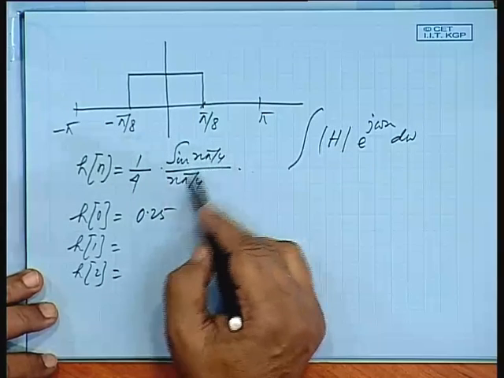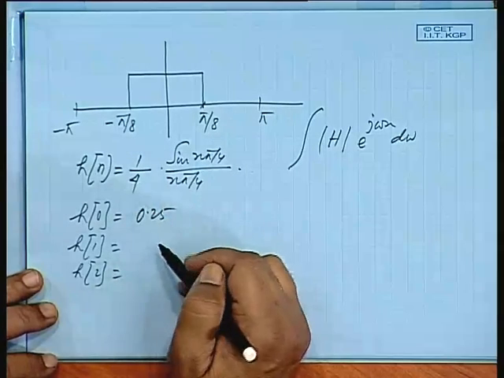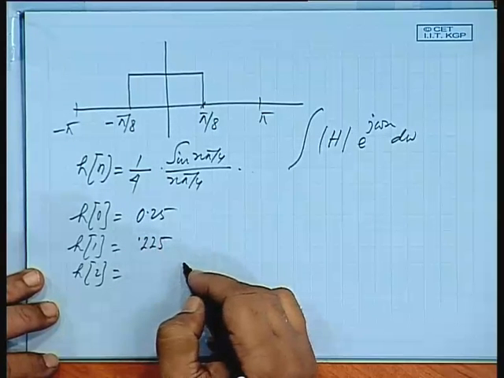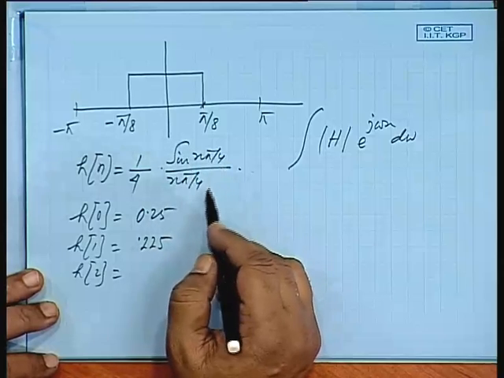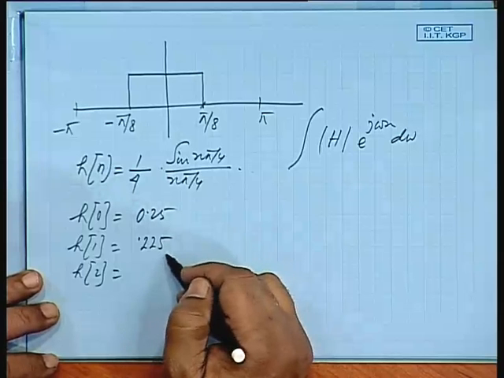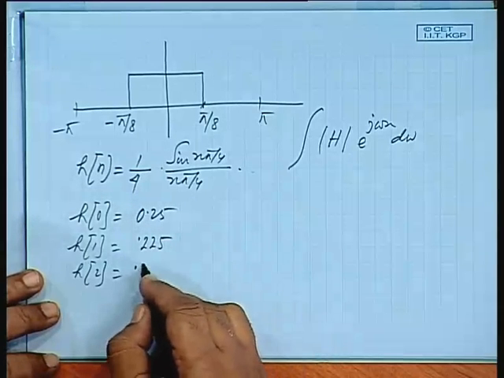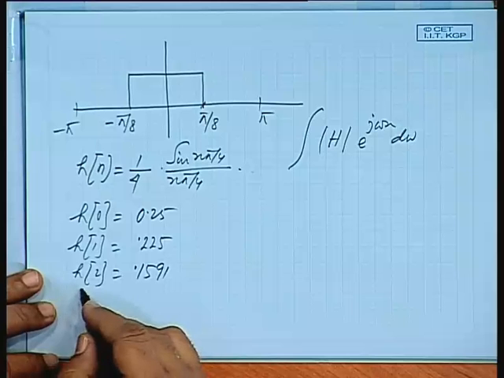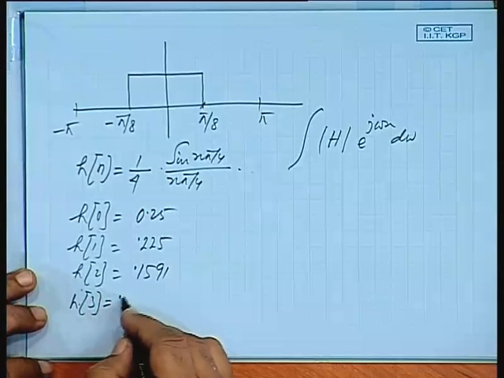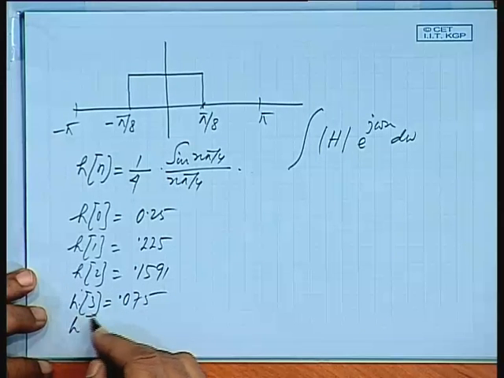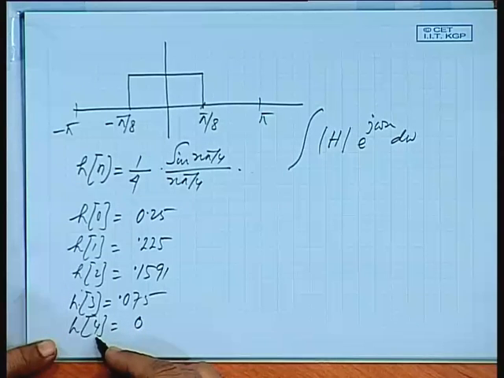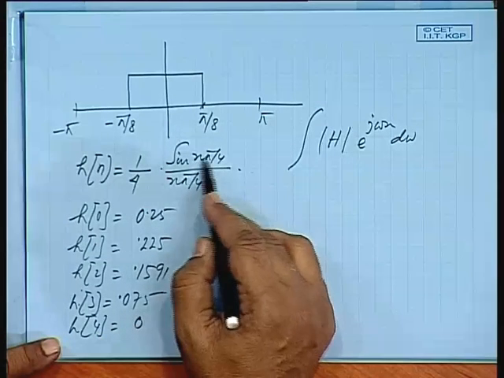H 1 will be sin pi by 4 by pi by 4 into 4. So, that gives me 0.225. So, sin pi by 4 by pi, that is about 0.225, then this is 0.1591 and so on. I have got some values listed here. H 3 is 0.075, check whether these values are all right. When you come to n is equal to 4, sin pi, that is 0.